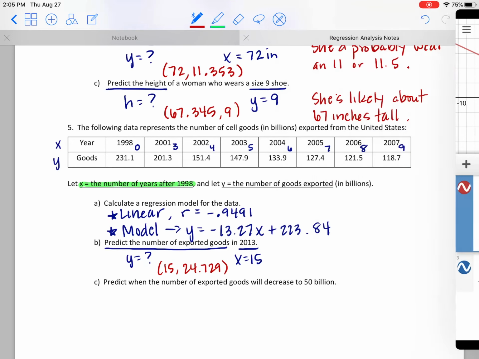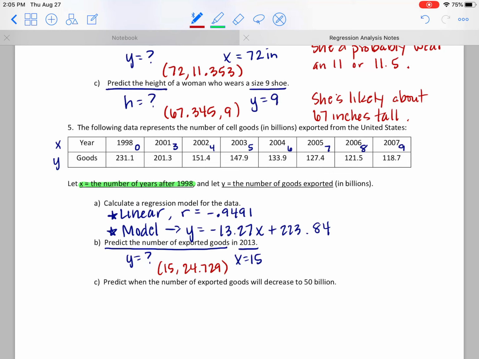then I can see that in 2013, or 15 years after 1998, the number of exported goods is going to be about 24.7 billion. So about 24.7 billion exported goods. And I stuck the billion on there because it says up here that it's in billions. Oh, it also tells us right there.